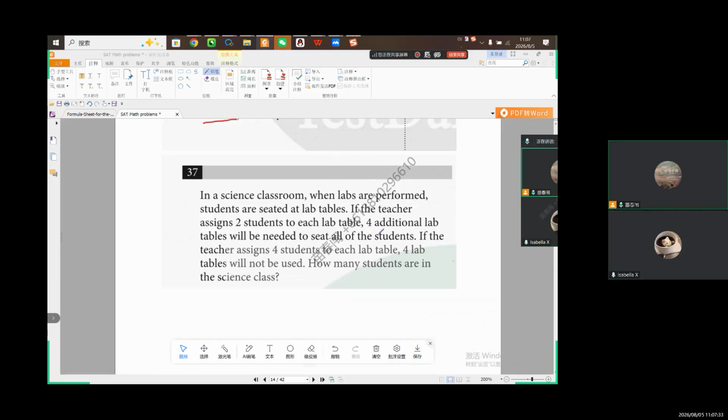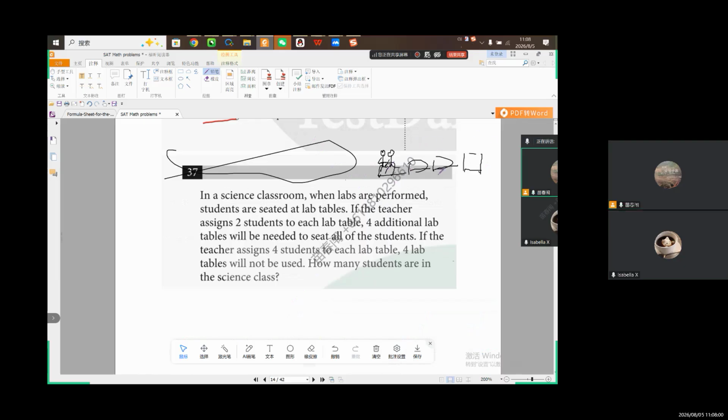They said 4 additional lab tables are needed, which means all the people just sitting in here need another 4 tables, right? Yeah, and this is the first situation. And in the other situation, if we assign 4 students to each lab table, 4 tables will not be used. Here, 4, so this is all 2 students. So there are 2 students in here, right?